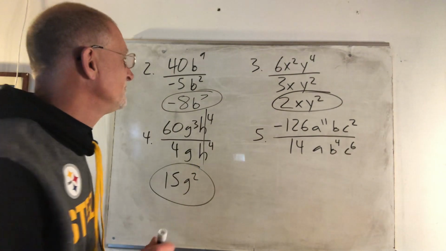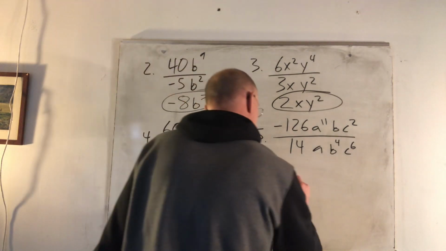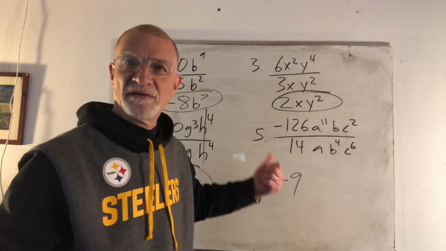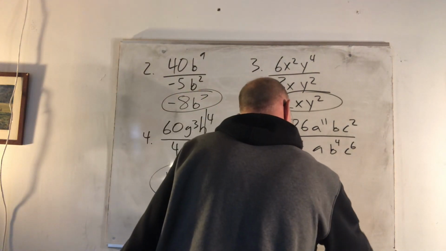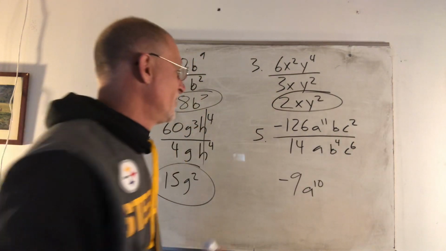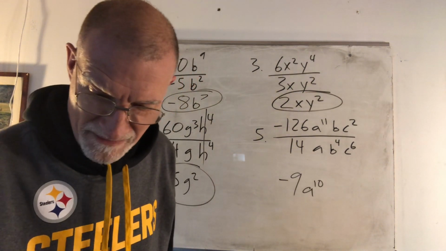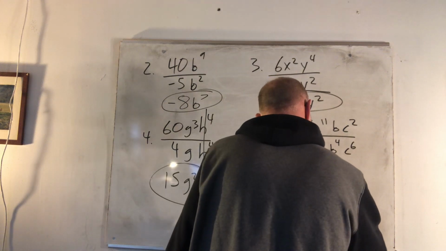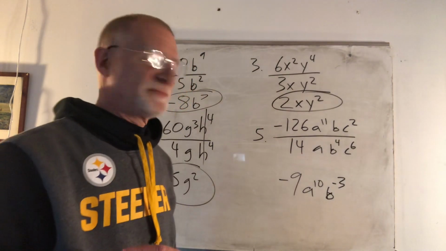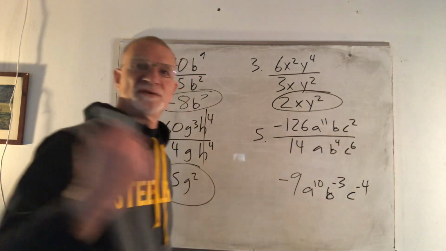And number 5, negative 126 divided by 14 is negative 9. A to the 11th divided by a is 11 minus 1, so a to the 10th. B divided by b to the 4th is 1 minus 4, so b to the negative 3. And c squared divided by c to the 6th power, c to the negative 4th, 2 minus 6, negative 4.